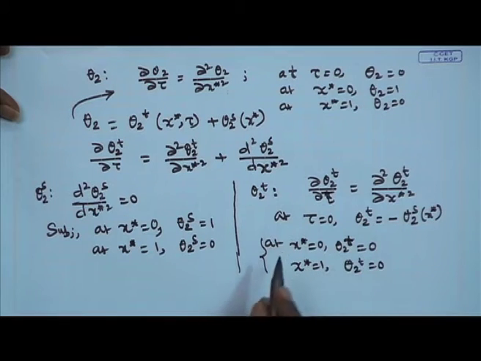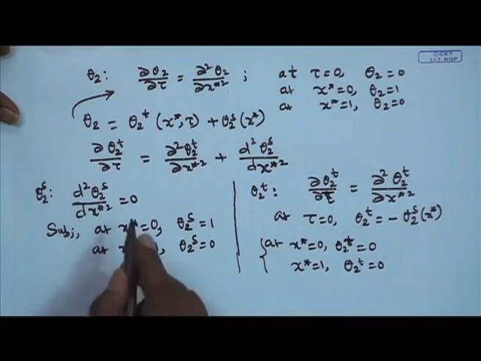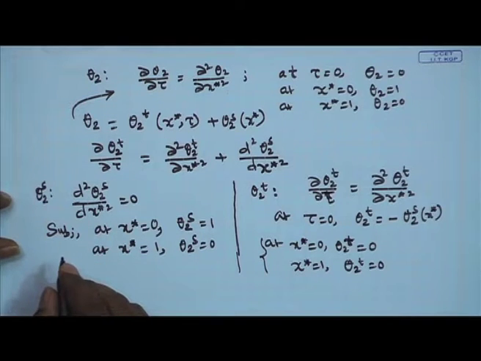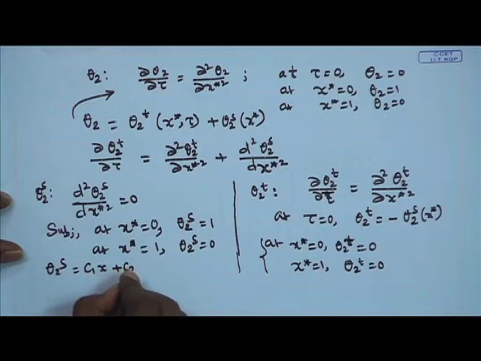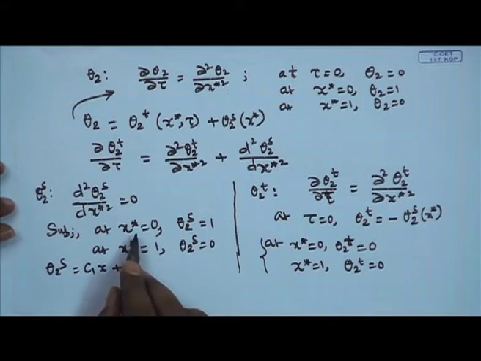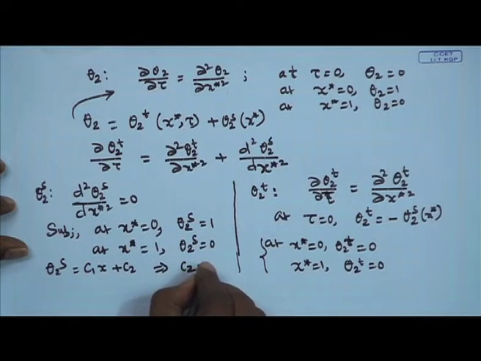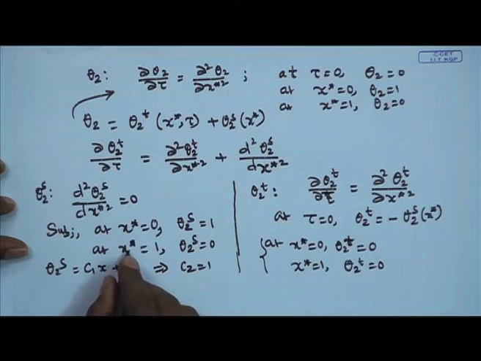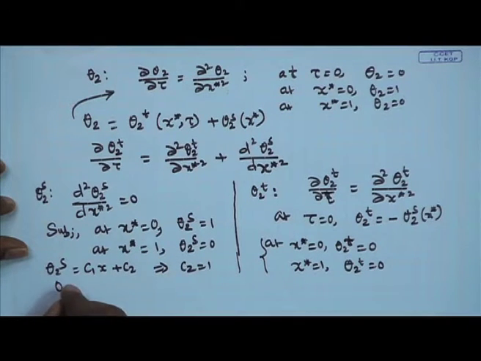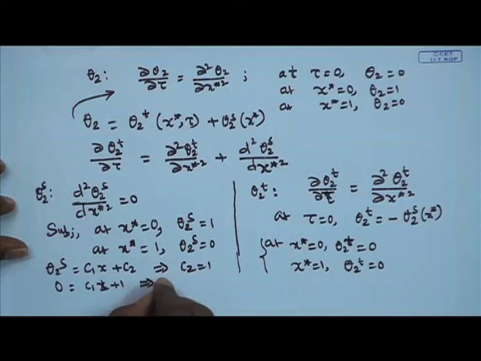Now this problem is a well posed problem, but before that I have to solve this equation. So if you really solve this equation, the solution of theta 2 s will become C1 x plus C2. If you write down the boundary condition at x equal to 0, theta 2 s is equal to 1, that will give you C2 is equal to 1. At x star is equal to 1, theta 2 s is equal to 0, so this becomes C1 x plus 1 at x equal to 1, and therefore C1 will be nothing but minus 1. So theta 2 s will be nothing but 1 minus x.